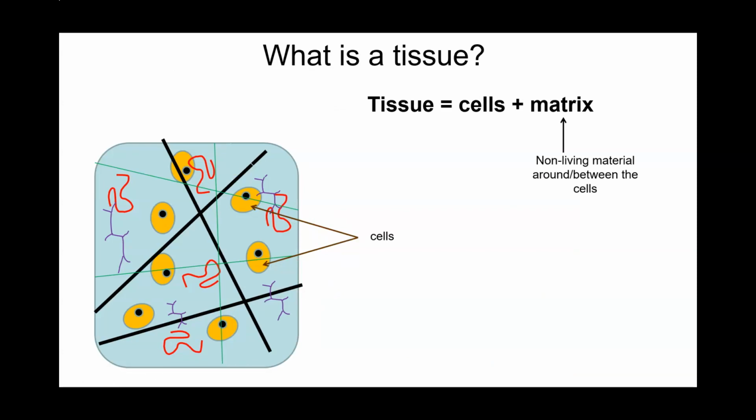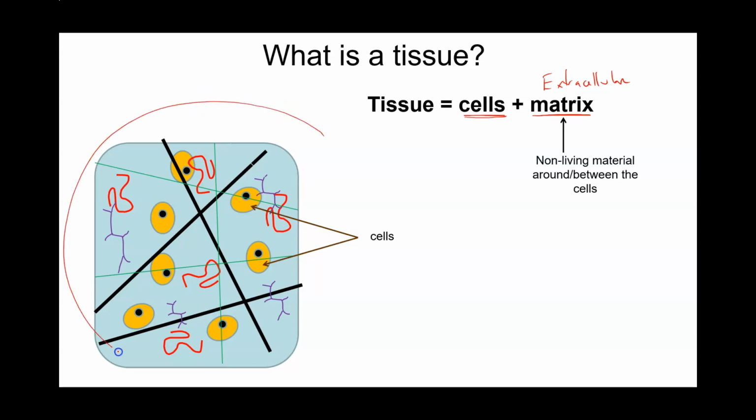So a tissue includes two components. A tissue is a group of cells working together for a common function, and this material called the matrix, or sometimes it's called the extracellular matrix because it's located external to the cells, right? Now, this extracellular matrix is non-living. It's made of proteins and other macromolecules, and it is the stuff that fills the spaces in between the cells.